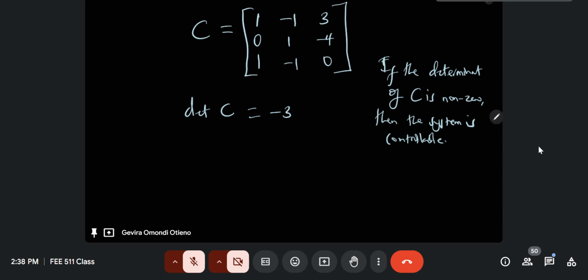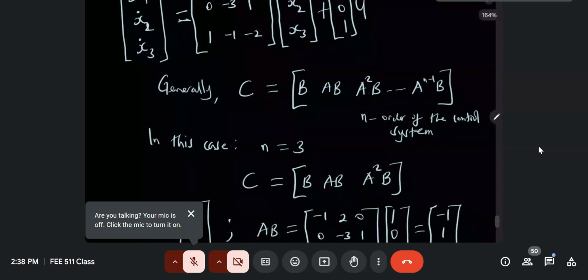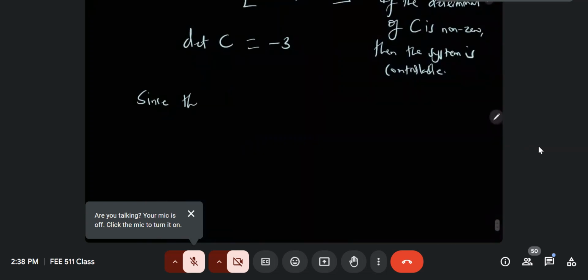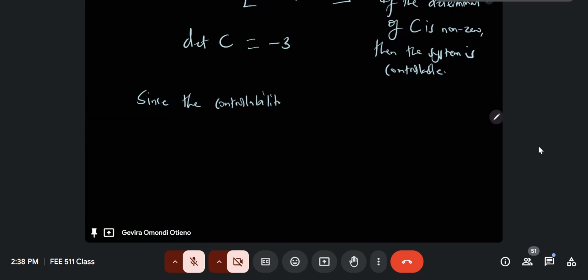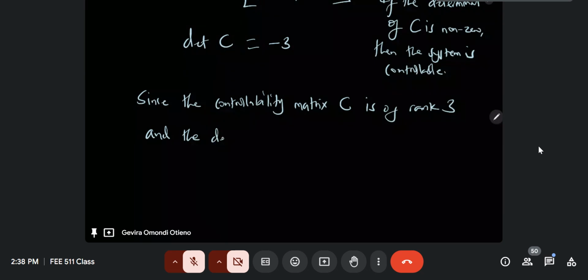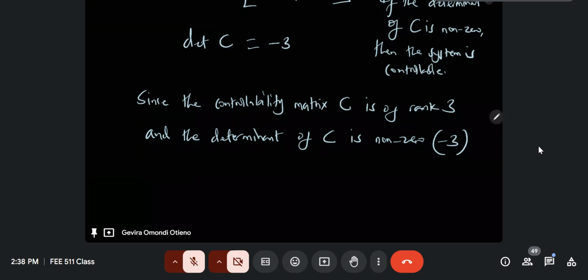So then you have to conclude that since the controllability matrix C is of rank 3 and the determinant of C is non-zero, because it is -3 in this case, it is not 0, then the system is controllable.